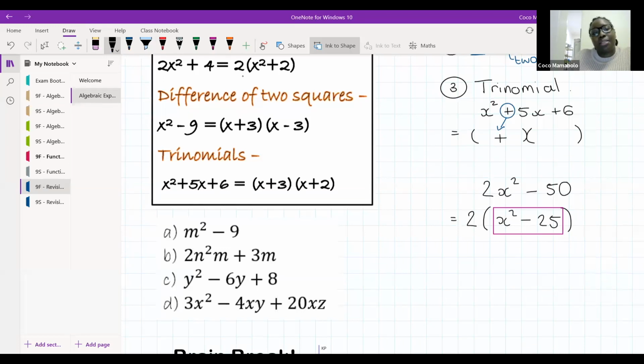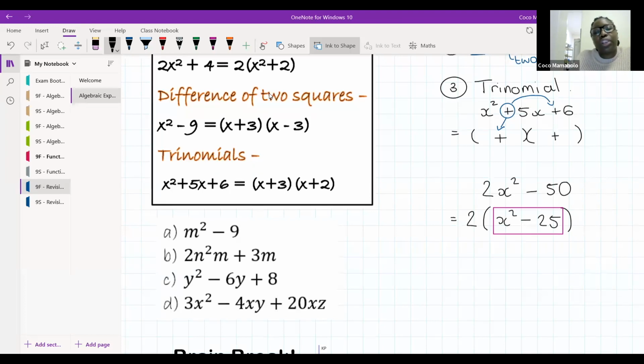And then I'm going to ask myself, what do I need to multiply plus with to get plus? A plus times a what gives me a plus? A plus times a? Anybody got any idea? Plus times what equals plus? Good. A plus times a plus. Good. So that means my other bracket will also have a plus.